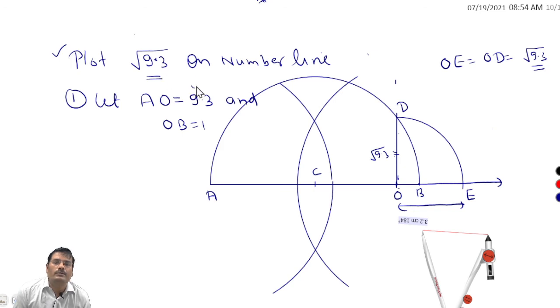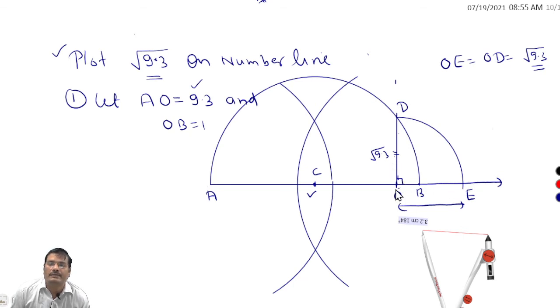So what we have to learn to plot under root 9.3: first of all, we have to draw AO is equal to 9.3 plus OB is equal to 1. मतलब extend AO up to 10.3 and draw the perpendicular bisector of AB. Let us suppose that it is C. Taking C as the center, AC is equal to CB as the radius, draw the semicircle, and from B if we draw the perpendicular, that perpendicular intersects the semicircle at D. This OD is equal to under root 9.3.